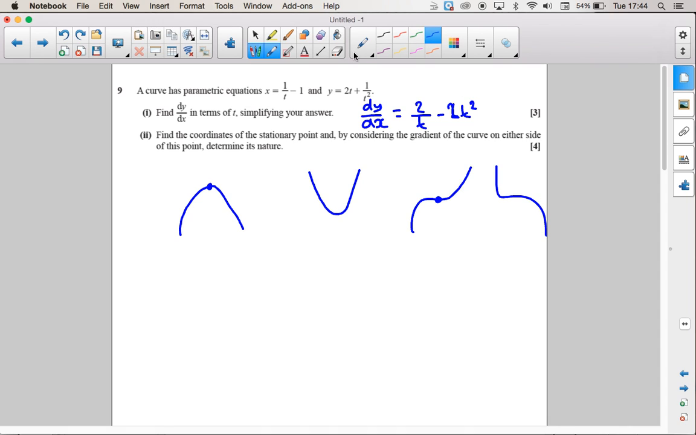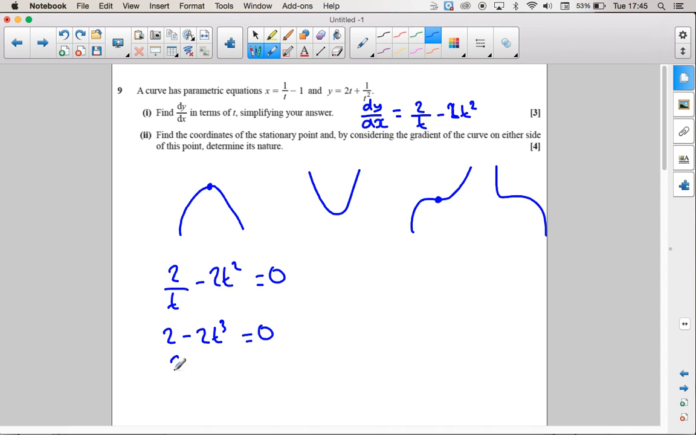So let's find the stationary point first. So that's going to be when dy by dx equals 0. So 2 over t minus 2t squared needs to equal 0. If I times everything by t to get rid of the fraction, that will give me 2 minus 2t cubed equals 0.